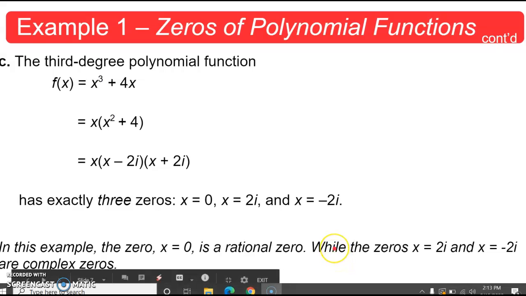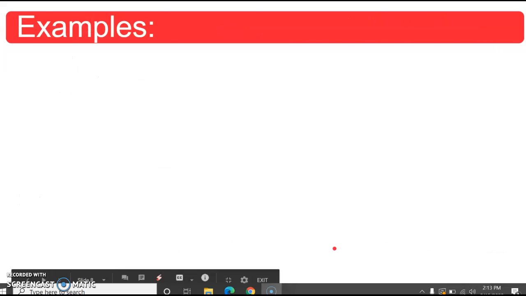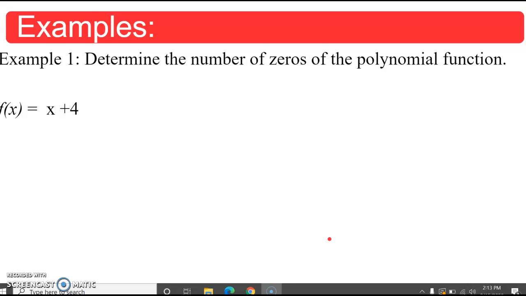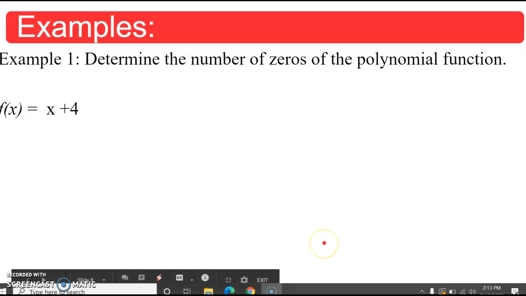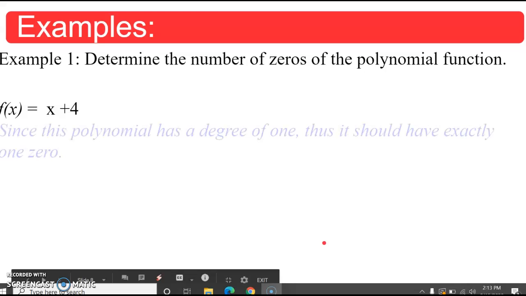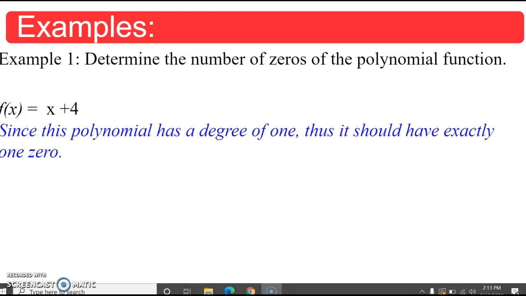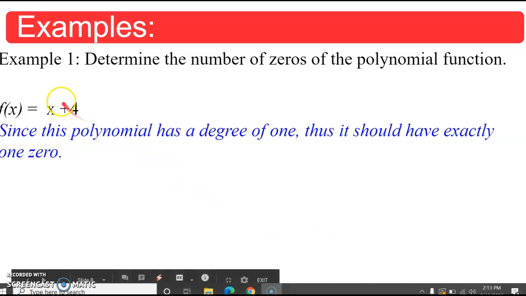All right, so looking at some examples where we would expect students to try these on their own, maybe at the first attempt. So determine the number of zeros of the polynomial function. So we'll start off with an easier example similar to what we saw in the previous examples, x plus 4. Since this polynomial has a degree of 1, it should have exactly 1 zero. So to determine that, we set this polynomial function equal to 0, and we find that x equals negative 4.